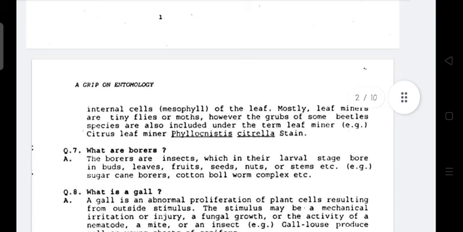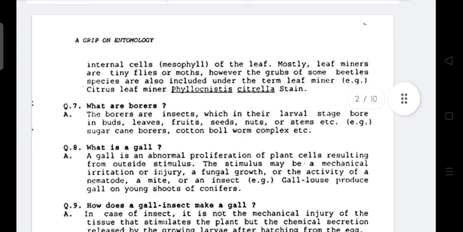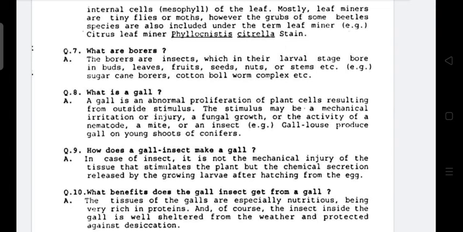What are borers? The borers are insects which in their larval stage bore in buds, leaves, fruits, seeds, nuts, and stems. Examples are sugarcane borer and cotton bollworm complex.